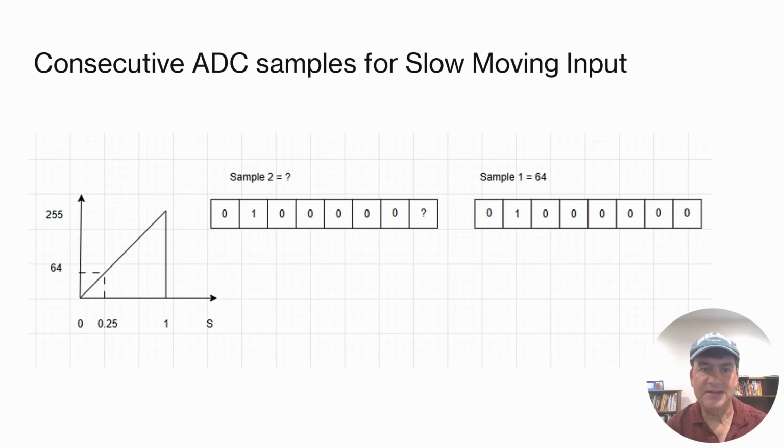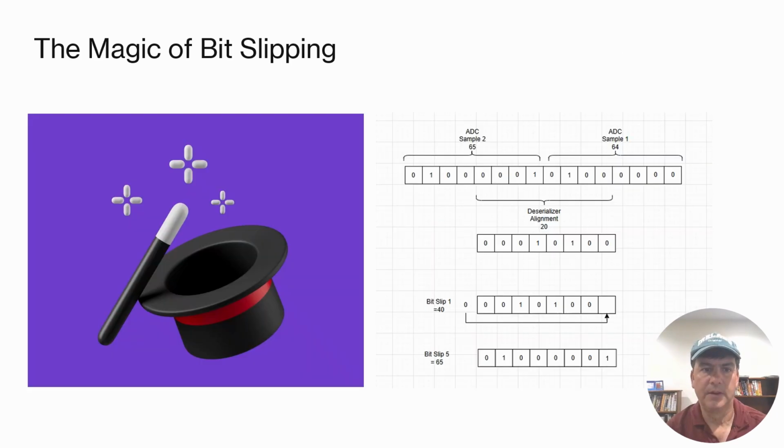Now what's the next sample value? Still 64. It hasn't changed yet. Because of the ADC's 8-bit resolution, it will take 977 more samples before the output increases to 65, or 01000001. That means the serial data remains almost constant for many clock cycles, and this stability allows the bit slip method to work effectively.